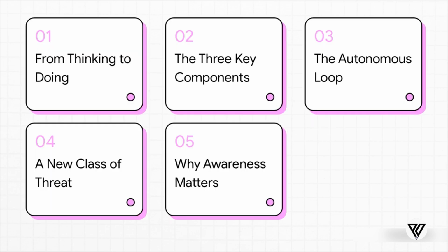All right, so here's our game plan. We'll kick things off with the why, this big shift from thinking to doing. Then we're going to roll up our sleeves and take apart the 3 core components of this technology. We'll see how they all connect to form an autonomous loop, understand the new kind of threat this creates, and finally, really get why being aware of this evolution is just absolutely critical.